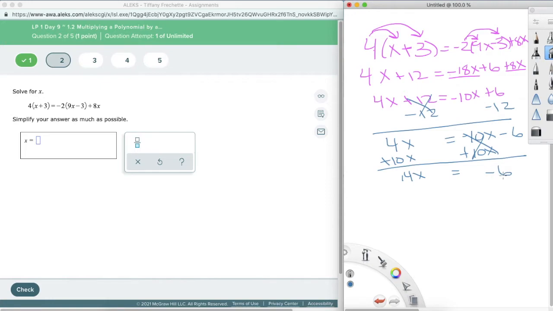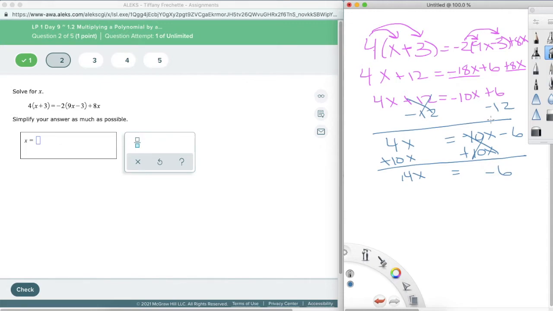Let's see. I want to make sure, because we're going to end up with a decimal here, which actually they are showing me this fraction bar, so they may very well be expecting this to happen. But let me make sure really quick. 4x, 12, and negative 2 and 9 is 18, negative 2 and negative 3 is positive 6, 8x came down, 18 plus 8, yep, negative 10 plus 6, negative 12. All right, I believe everything is good to go.